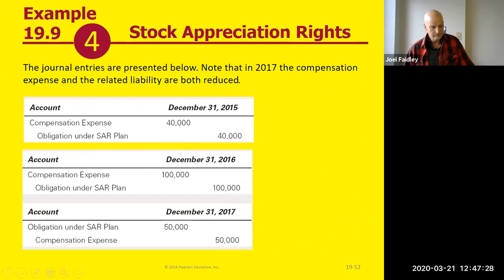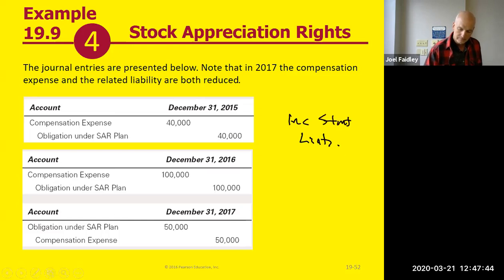There we go. So there's my journal entry. Debit compensation expense 40,000. There it is. Obligation under SAR plan. Liability. This is liabilities. That's expense, income statement. Liabilities on my balance sheet. Next year, there's my 100. I'm truing this up. 2/3. This is 1/3.